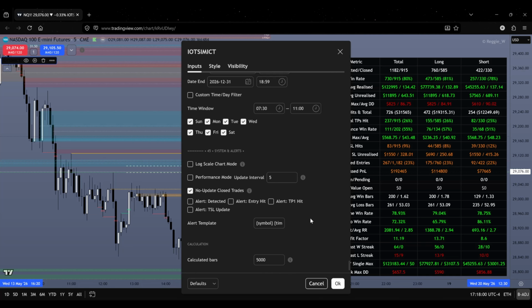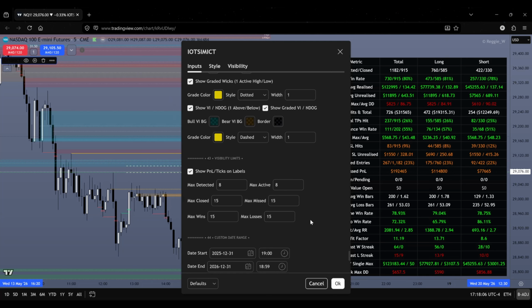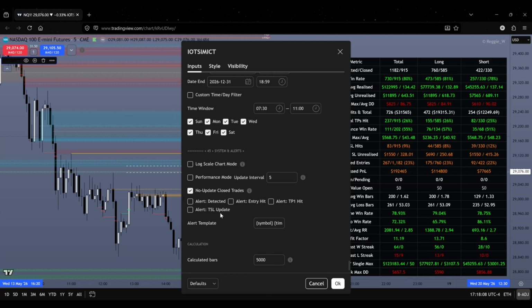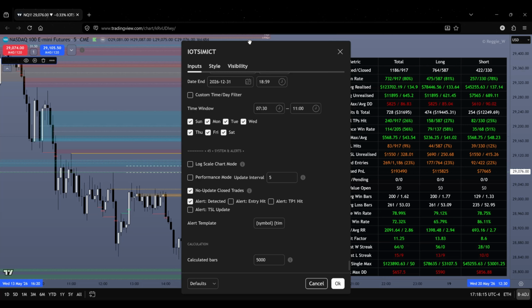I do my TA in the morning. I come on, I adjust all the settings you see up above, and then I turn on detection alerts. And this is pretty straightforward, really. As soon as they're enabled, they go straight to my phone. When one fires, I check whether the setup lines up with my TA from the morning. If it does, I take it. If it doesn't, I get on with my day until the next one.